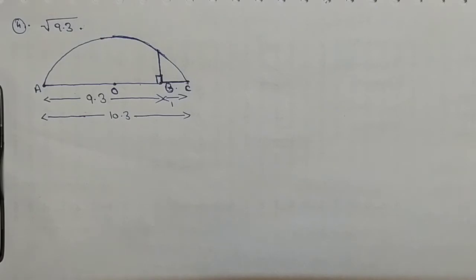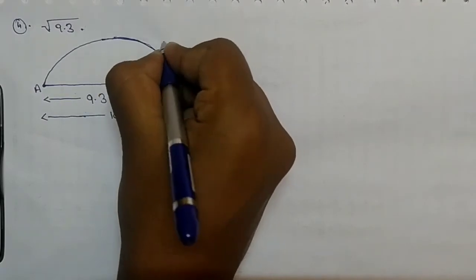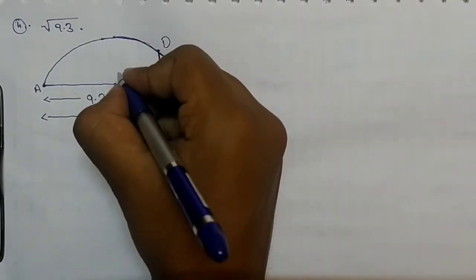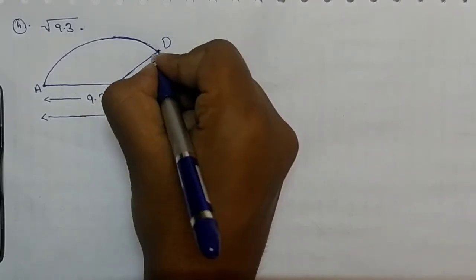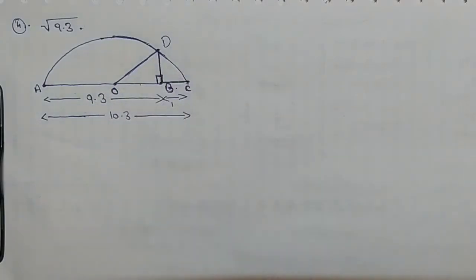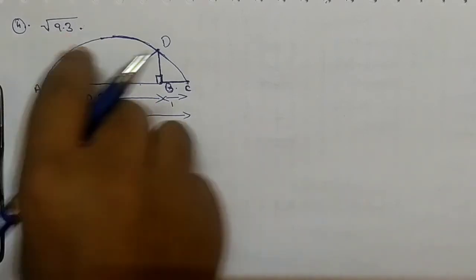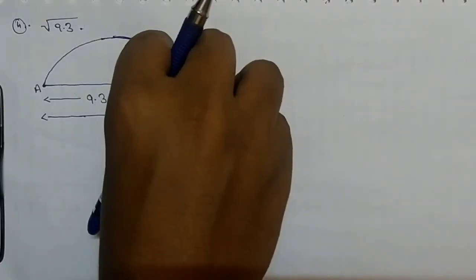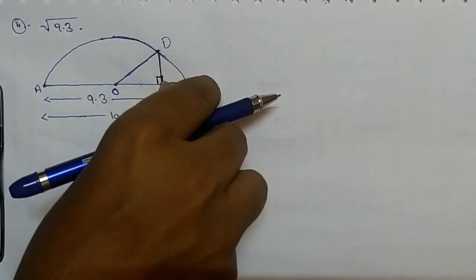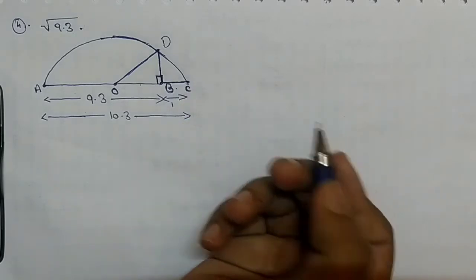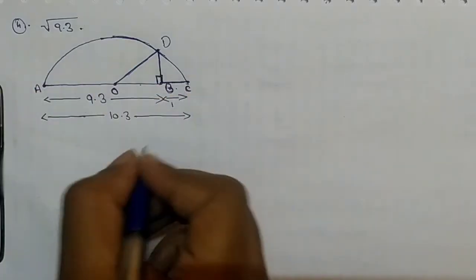Now take this point as D. You should mark every point, that is so important. Join OD. We will get a right angle triangle, which is helpful for calculating the required length. The required length is the square root of 9.3. We need to make BD equal to the square root of 9.3. Then we project BD onto the number line, and we will get the square root of 9.3.